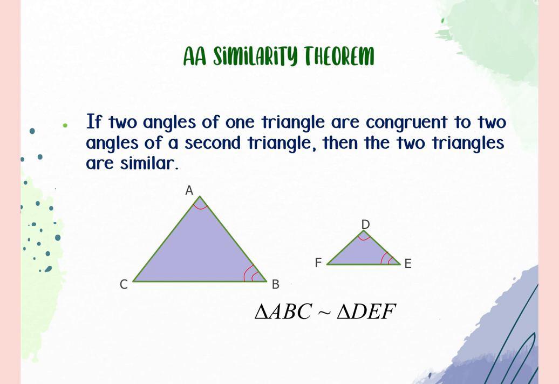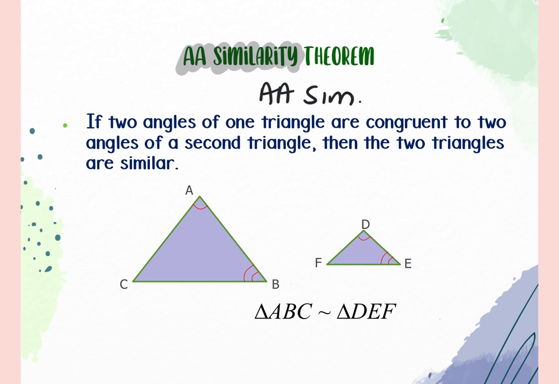Angle, angle similarity. The biggest and most important thing here is this is not just AA. You can't just write AA as a reason. It is angle, angle similarity. So we will abbreviate it to be like AASIM to show similarity. But if you are giving a reason why two triangles are similar, you cannot write AA.